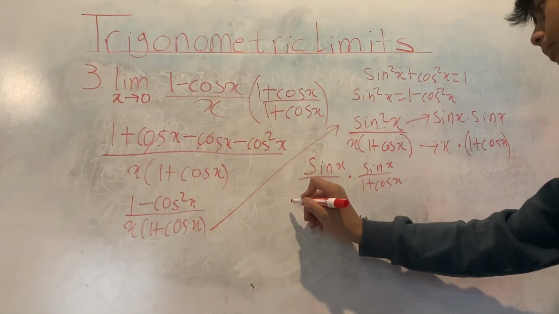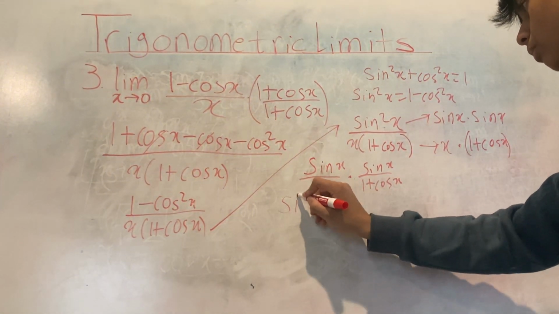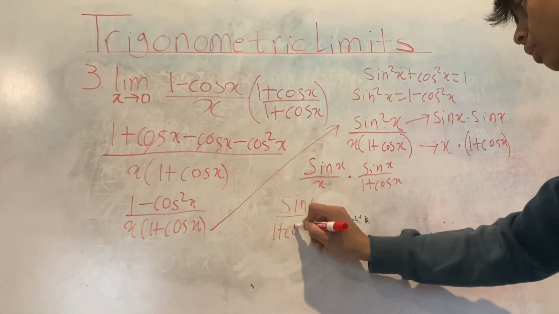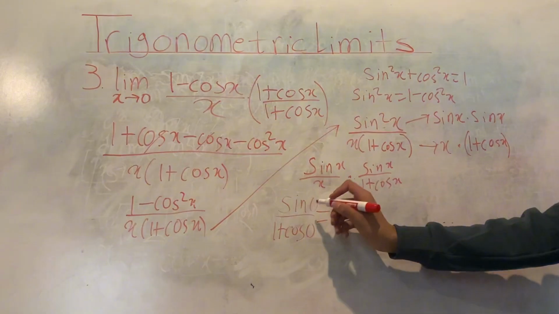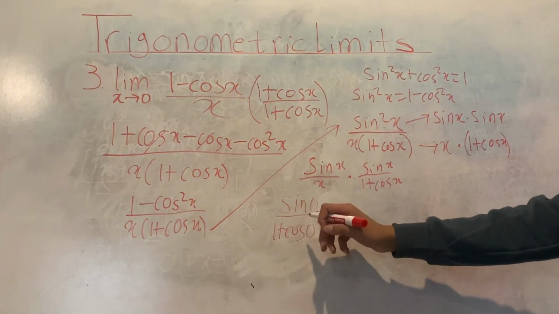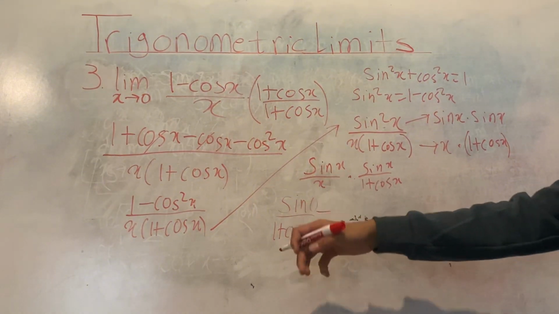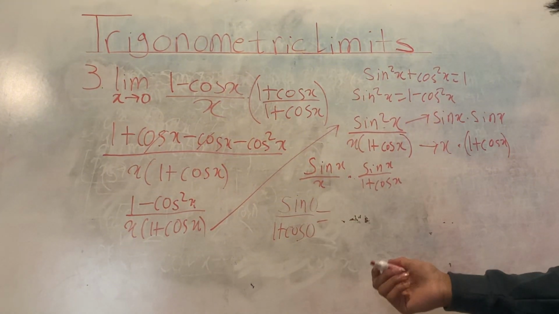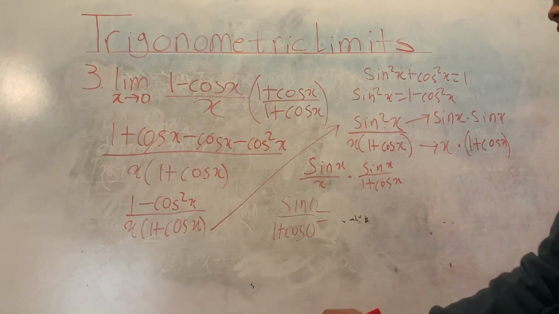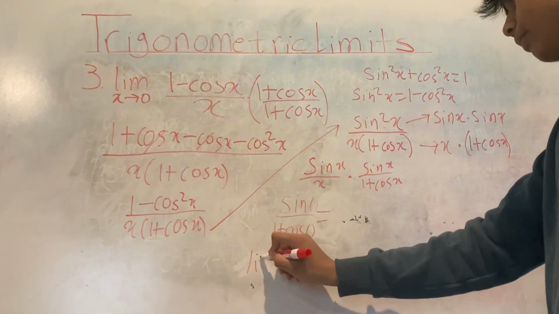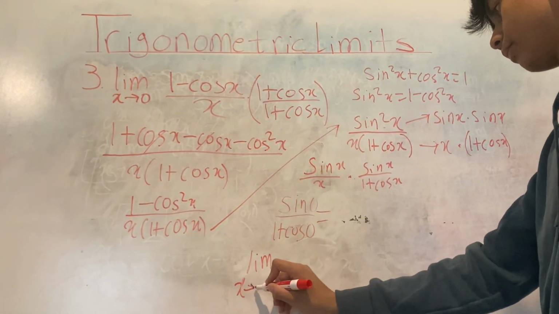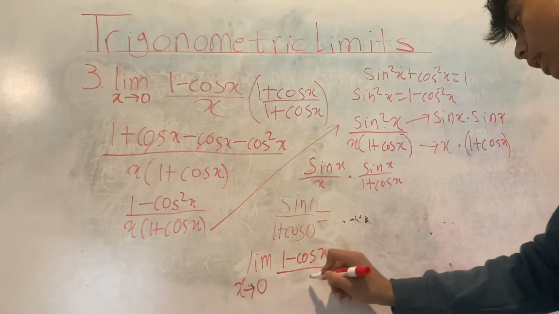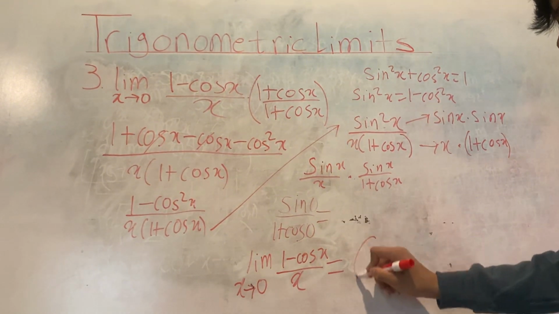So sine 0 over 1 plus cosine 0. So this is going to be 0, and the denominator, 1 plus cosine 0, and cosine 0 is 1. So 1 plus 1 is 2. So when 0 is in the numerator divided by a constant, or something that's not 0, the answer is always going to be 0. So we can just say the limit as x approaches 0 of 1 minus cosine x over x equals 0.